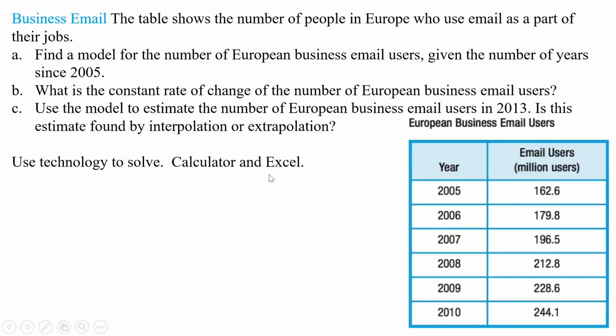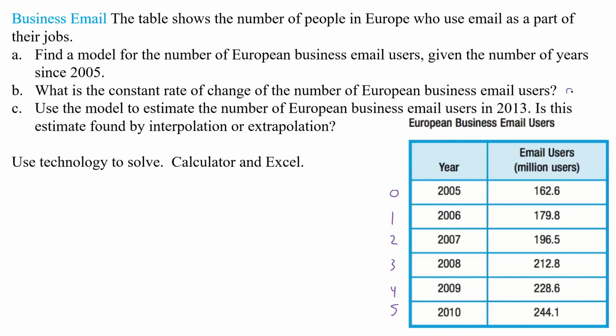All right, so this table shows the number of people in Europe who use email as a part of their jobs, and we're supposed to find a model for the number of European business email users given the number of years since 2005. I'm going to say that's 0, that's 1, that's 2, that's 3, that's 4, that's 5. So I'm going to realign, because using those big numbers is going to be a little more difficult.